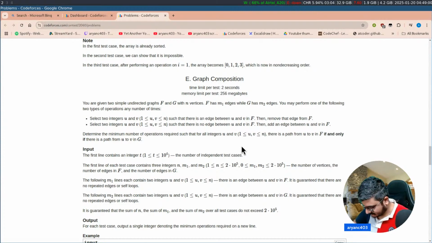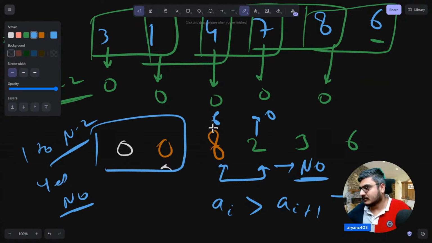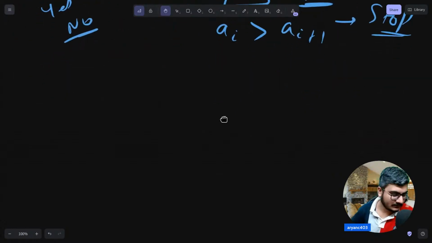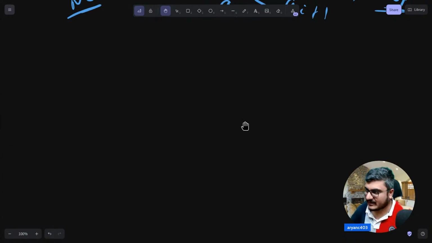So that was the problem statement. Just give me a minute. So the main idea I had here was probably, let's see what's happening here. So essentially, let's look at what's happening here.